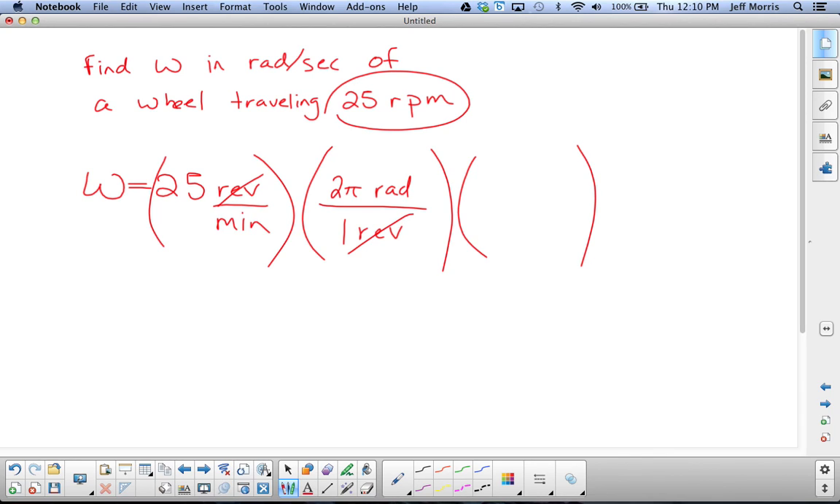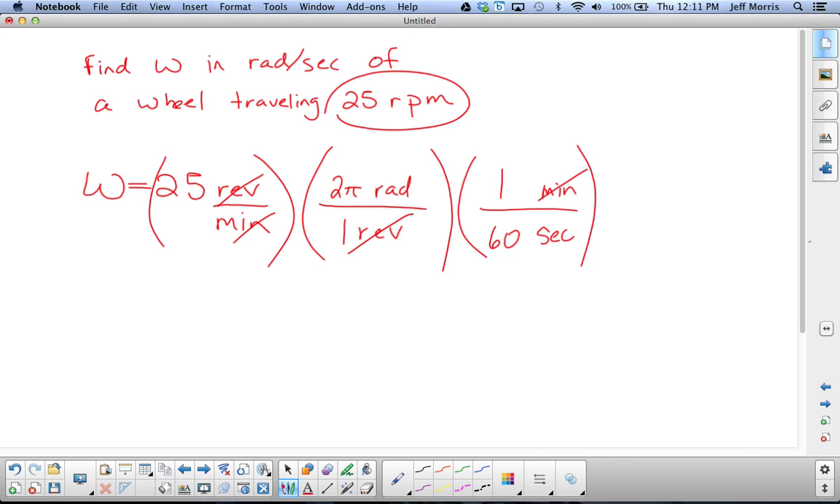Bottom. They got to go on bottom, because we want to cancel minutes. Minutes is on bottom. Where do minutes got to go? Oh, I see. Minutes got to go on top to cancel the minutes. Seconds go on bottom. What's the conversion? 1 to 60. Do the minutes cancel? Good.